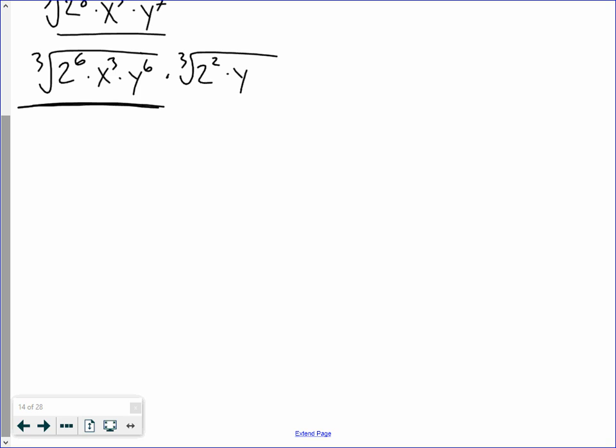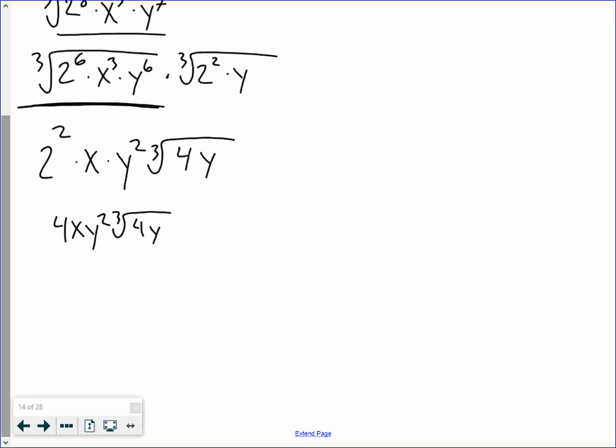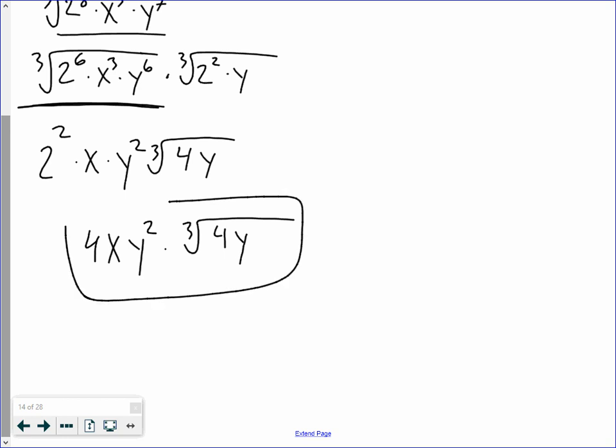The cube root of 2 to the 6th is going to be 2 squared. The cube root of x cubed will just be x, and the cube root of y to the 6th is y squared. And it's all being multiplied by the cube root of 2 squared, which is just 4 times y. So we get 4xy squared times the cube root of 4y. Let's write this a little clearer. 4xy squared multiplied by the cube root of 4y. And that's our simplified expression for number 1.